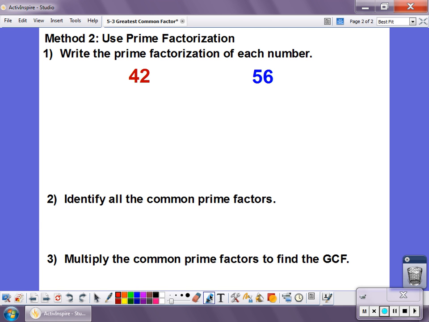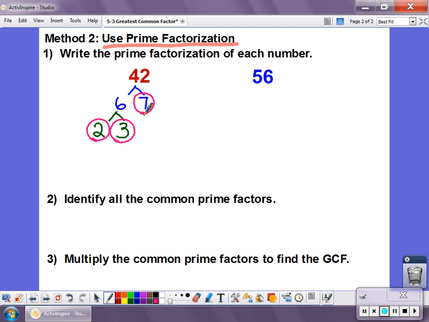The other method we could use is prime factorization. We talked about prime factorization in our last lesson. And the first step in using prime factorization is that you have to factor these two numbers and find the prime factorization. So I know that 42 is 6 times 7. I know that 6 is going to be 2 times 3. So I finally have some prime numbers here. 2 is prime and 3 is prime. Oh, and 7 up here was prime that I should have circled.